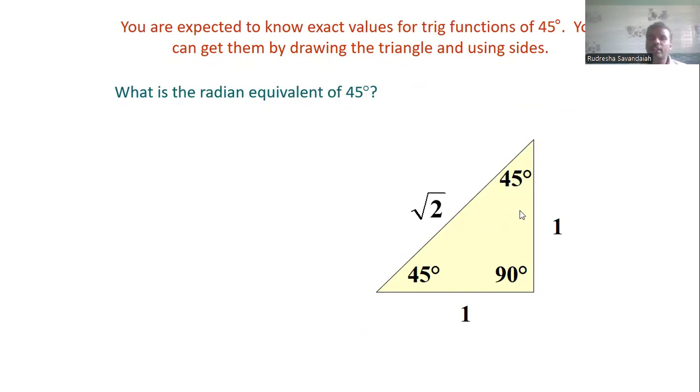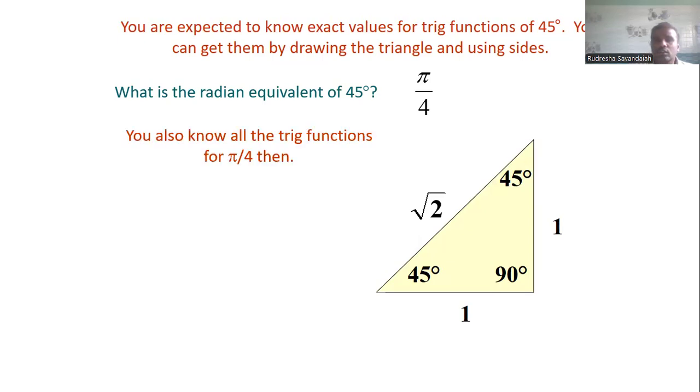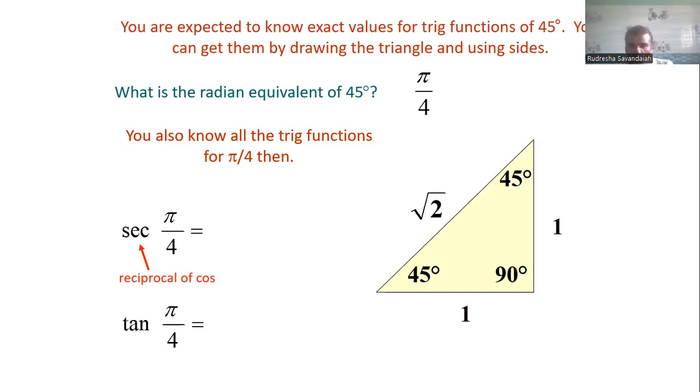What is the radian equivalent of 45 degrees? It is pi by 4. You also know all the trigonometric functions for pi by 4: secant of theta at pi by 4, tan theta at pi by 4, the reciprocal of cos, root 2 by 1, root 2, and 1 by 1.